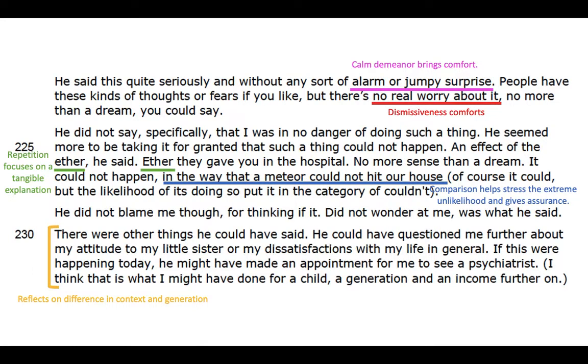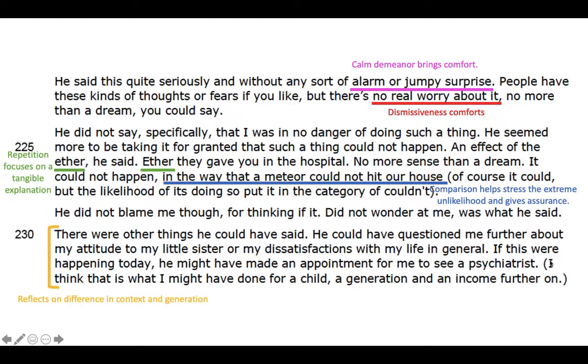And then she reflects on difference in context and generation. So that there were other things he could have said. "He could have questioned me further about my attitude to my little sister, or my dissatisfactions with my life in general. If this were happening today, he might have made an appointment for me to see a psychiatrist. I think that is what I might have done for a child, a generation and an income further on."